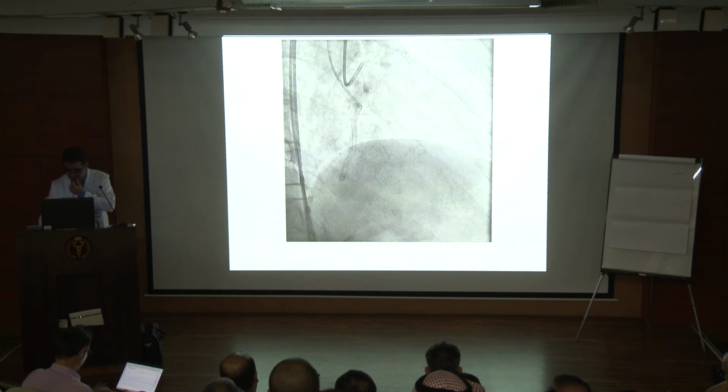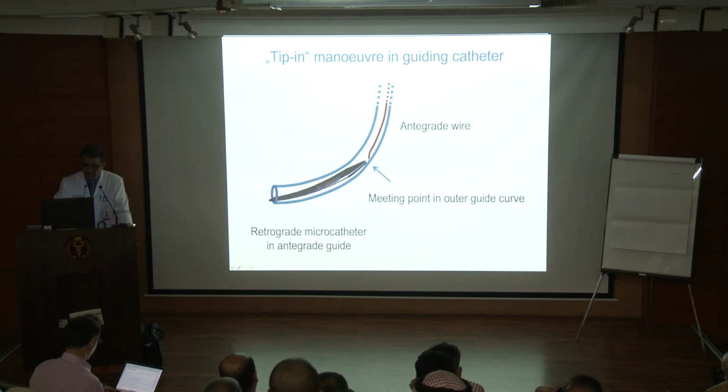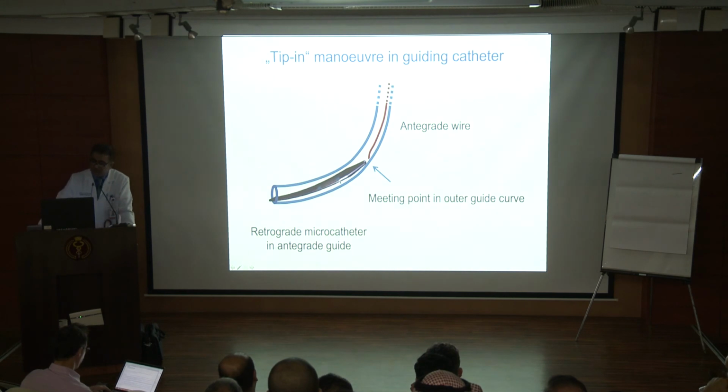The other tip you can also utilize occasionally: once you have your retrograde microcatheter into the antegrade, what we do currently is the wire would come, we push it all the way to come up from the other side. What you could also do is remove your retrograde wire, with the microcatheter there, and advance your antegrade wire and put it in, and we call that a tip-in maneuver. And then you can move on and finish the case.